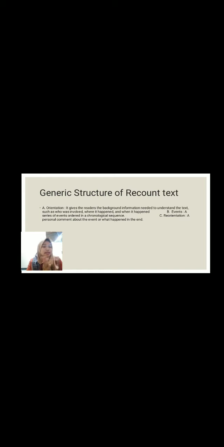Second point is event. The event is a series of events ordered in a chronological sequence. And then reorientation. Reorientation is a personal comment about the event or what happened in the end. So the reorientation is the end of the story that we tell in the recount.